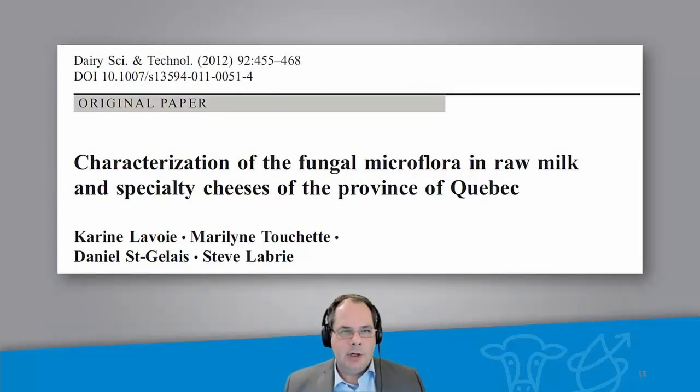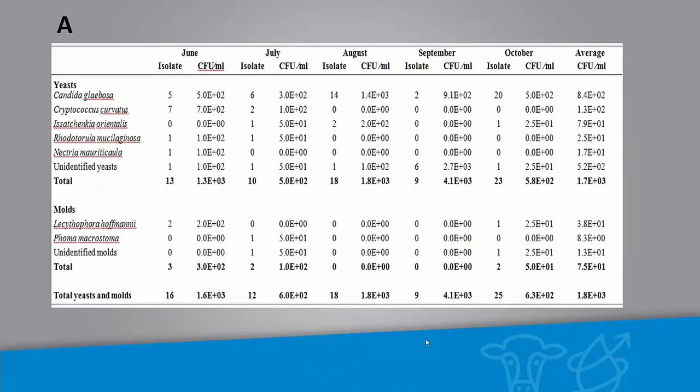This led to one of the very first publications by our lab and one of the most quoted publications. This is the characterization of the fungal microflora in raw milk in specialty products and cheeses in Quebec. In this study, we checked yeast and mold presence. So we established a ratio between both groups of microorganisms for 21 processing plants and cheeses and farms in Quebec.